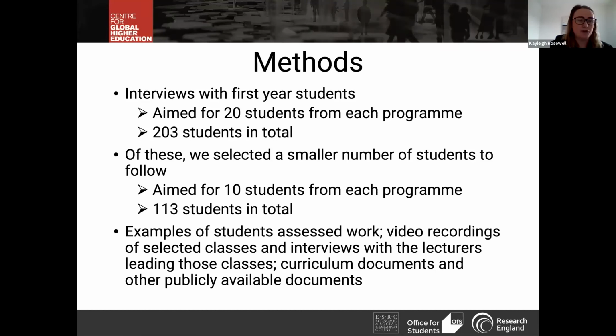In addition to those interviews, we've also collected other types of data. We have examples of students' assessed work. We have video recordings of teaching sessions and interviews with those lecturers. And we've collected various types of documents: course, curriculum, and institutional documents. What we've done is really focus on generating this rich sense of what these programs are like, how they're designed, how students are brought into knowledge, and how students think about their course and university experience and their future.